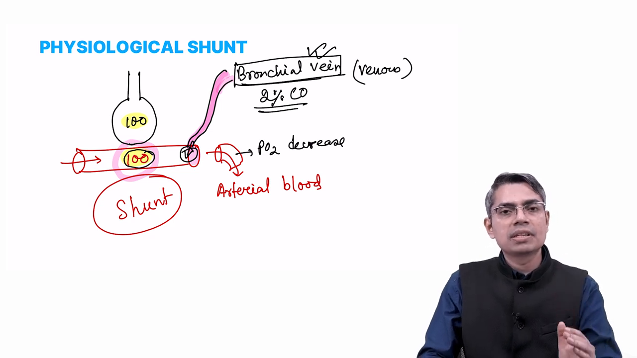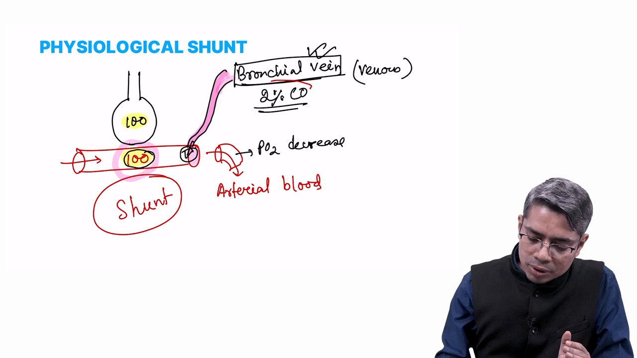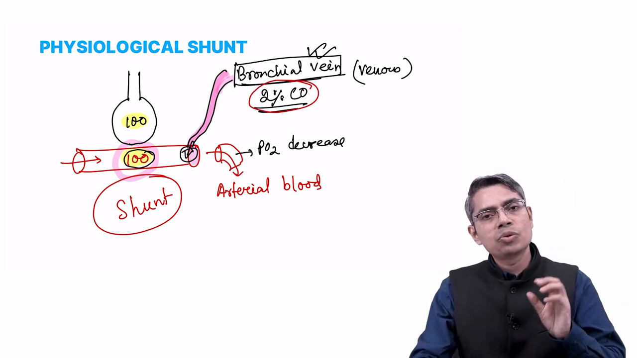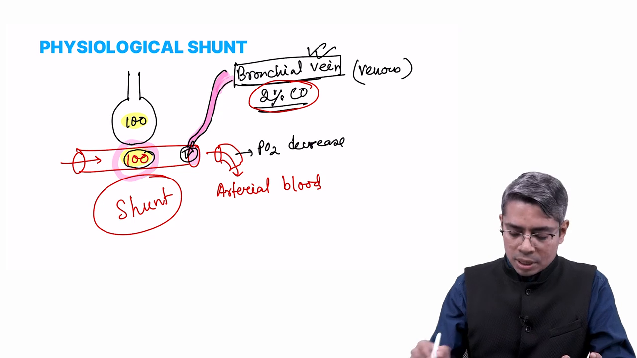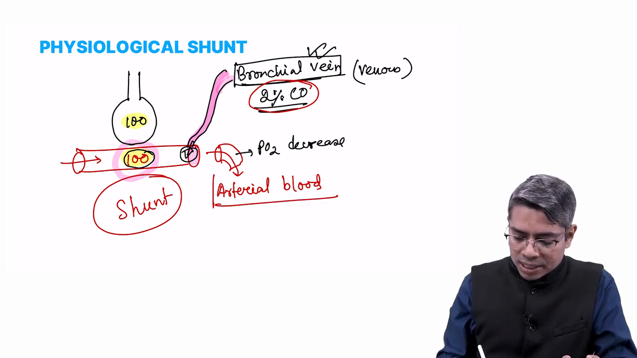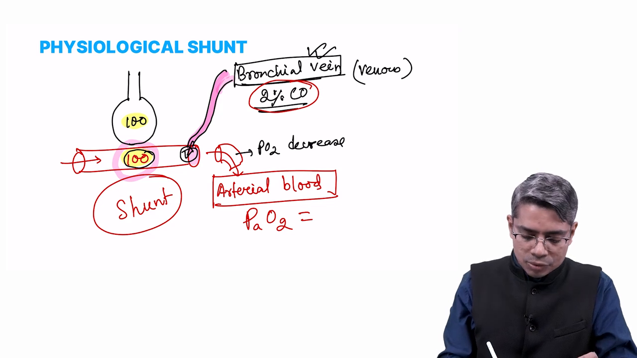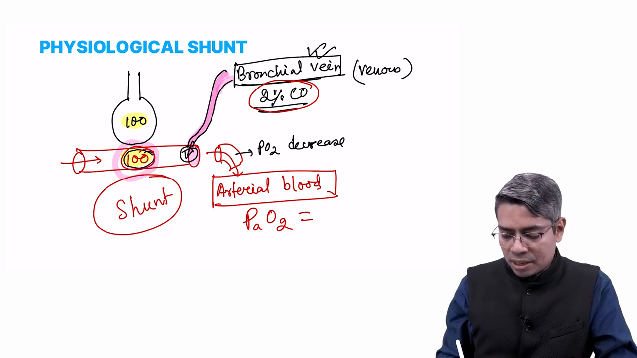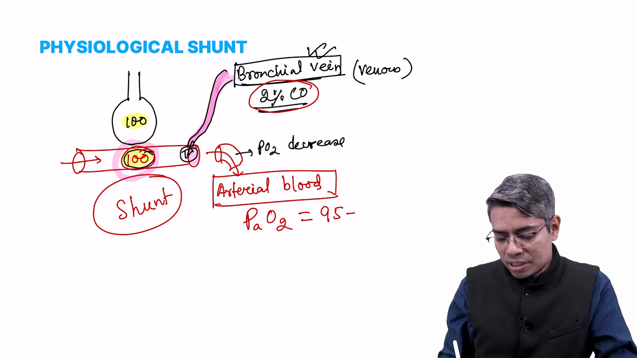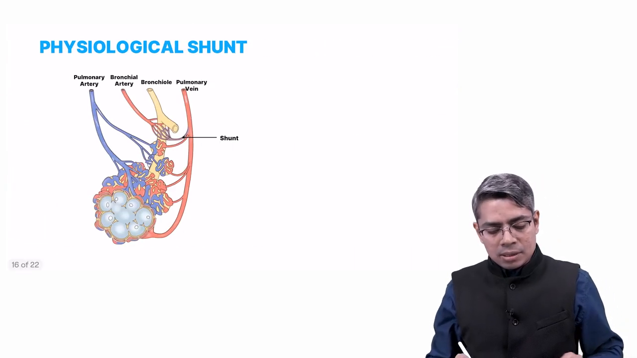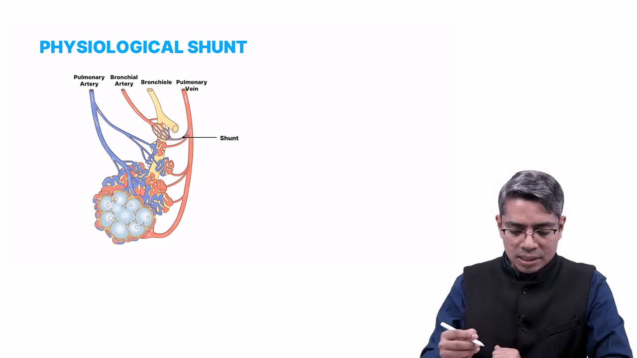So, this is a physiological phenomenon, but the amount of this bronchial venous blood is only 2% of the total cardiac output. That is why there will certainly be a drop in the partial pressure of oxygen in the arterial blood, but that drop will not be significant. That is why, although it should be 100, the partial pressure of oxygen in the arterial blood drops to 95 to 98 millimeter of mercury. Got it? Now, we look at the physiological shunt picture in the books.